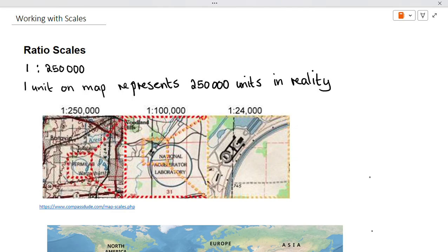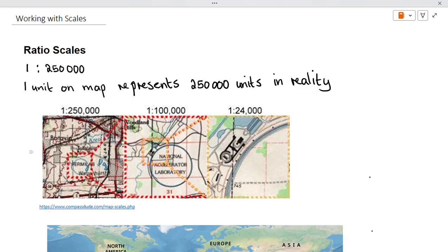So what I'm trying to say to you here is that your unit could be centimeters. If you were working in centimeters, you would say 1 centimeter on the map represents 250,000 centimeters in reality. Or if you stay in the US, you would be talking about maybe 1 mile on the map representing 250,000 miles in reality. But when you're asked to explain it, you can just say 1 unit on the map represents 250,000 units in reality.